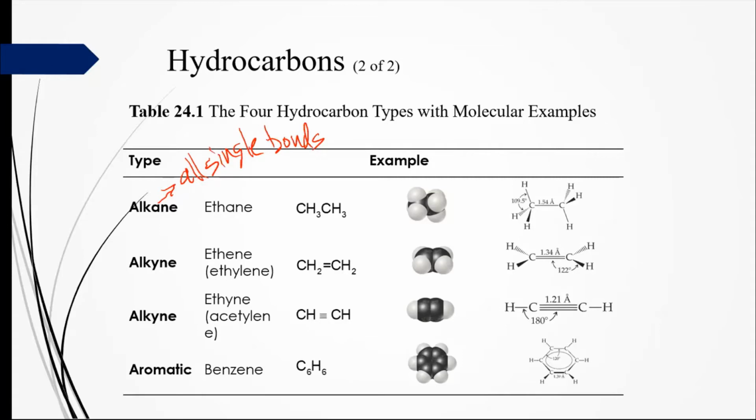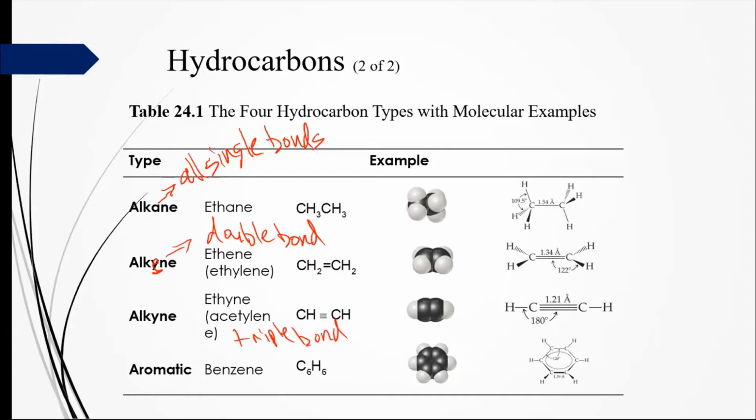We have alkenes, E-N-E. This is going to be where we have a double bond. And then we have alkynes where we have a triple bond.